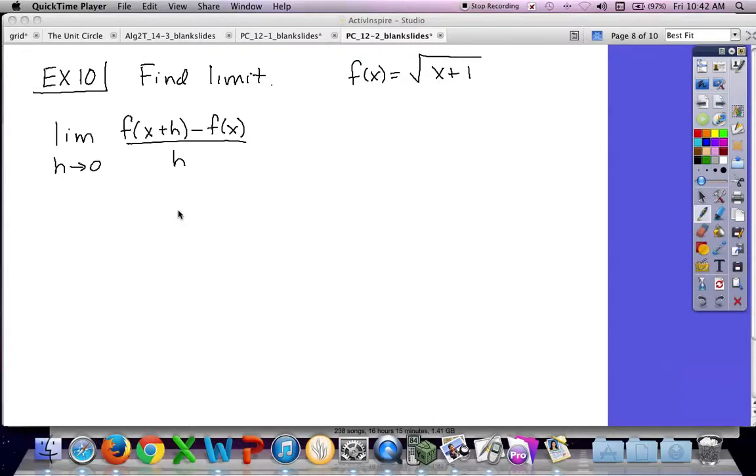Okay, so we're going to try the same thing. This time I'm finding f of x plus h, and I'm putting in a number. It's just going to be the x plus h, and the function is the square root of x plus 1. Okay, so first step, I need to find f of x plus h. Right, what is f of x plus h?